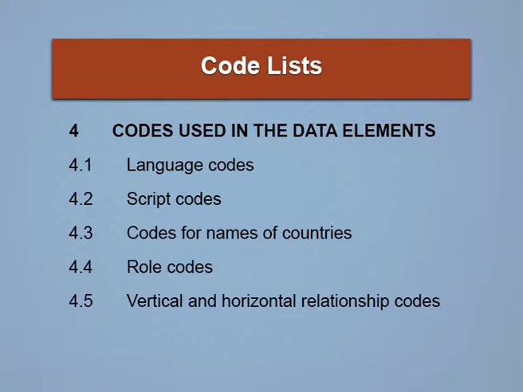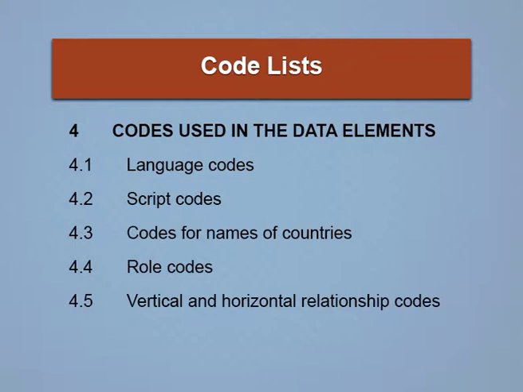Now, here you see an example. Definitely one question is coming to your mind: from where can we know the code list, and how can we know what the coded values are against a particular field? Inside the manual the coded values are given in two formats. There is a section called section 4. On the screen you can see section 4, codes used in the data elements. There are 4.1 language codes, 4.2 script codes, 4.3 codes for names of countries, 4.4 role codes, and 4.5 vertical and horizontal relationship codes.